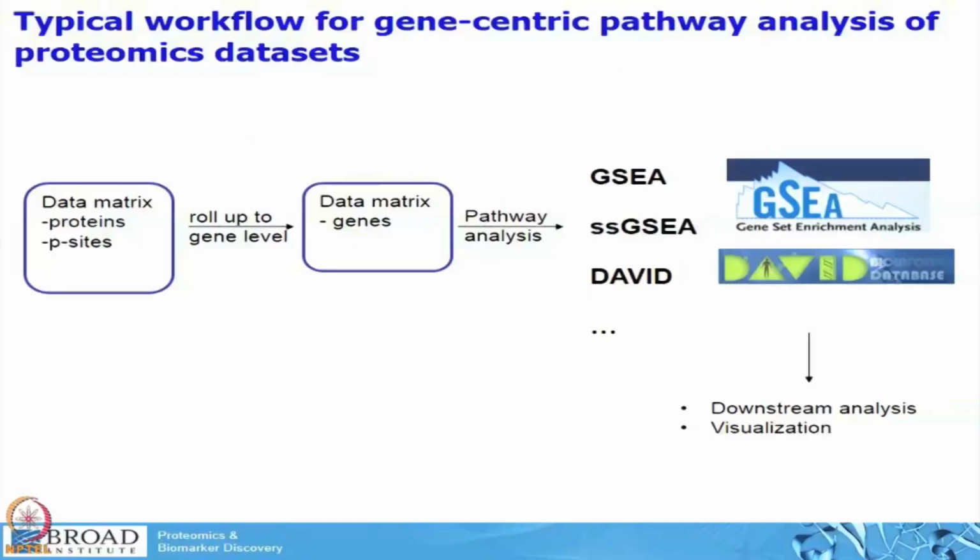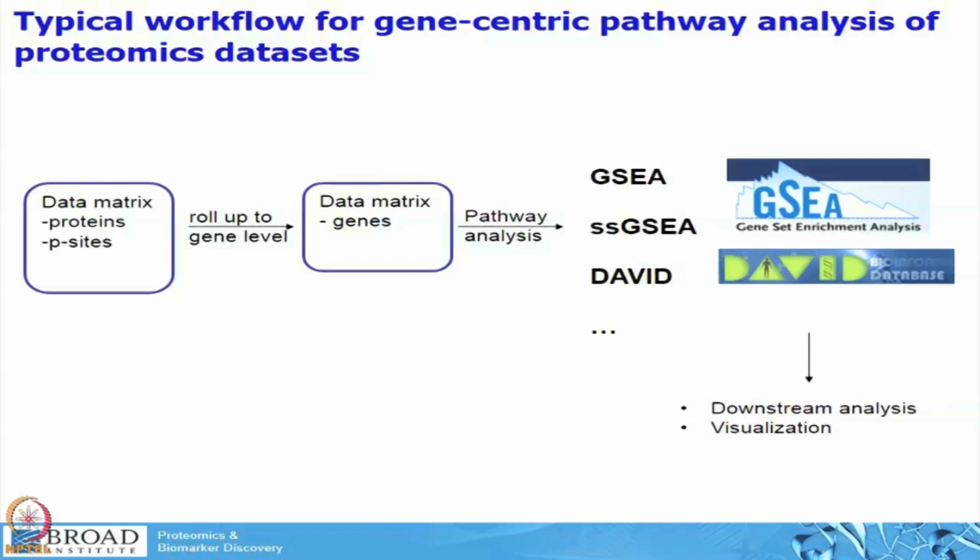So just to repeat what I've just said, we start with a data matrix, which can be either proteins, phosphosites, genes, or transcripts, whatsoever. But the first step that we always have to do is roll up our expression values to the level of genes, because all of these databases that we are using for our pathway analysis are gene-centric.